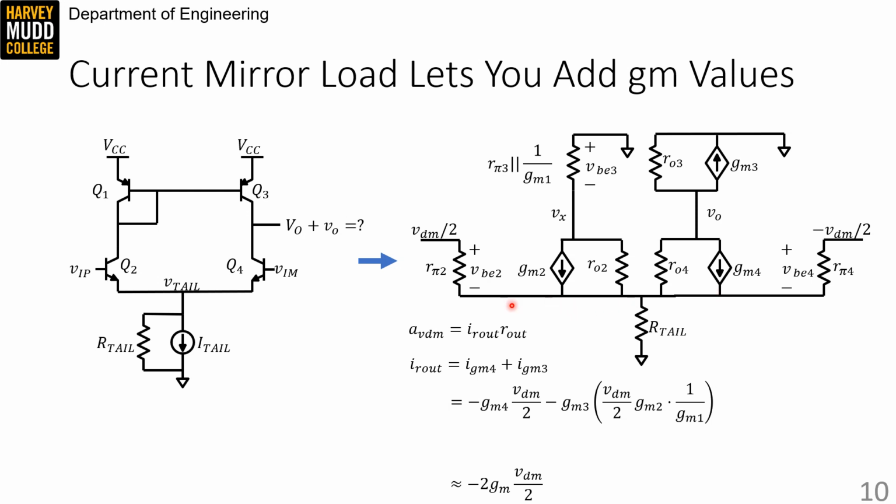GM3 is a bit trickier, but it's worth noting that we can simplify it by thinking about current mirrors. The 1 over GM1 impedance here represents Q1, which is the left side of a current mirror. So that means any current that flows into this 1 over GM1 branch is going to flow out of GM3.